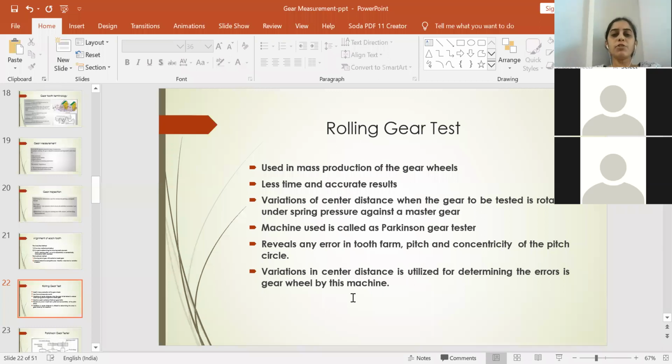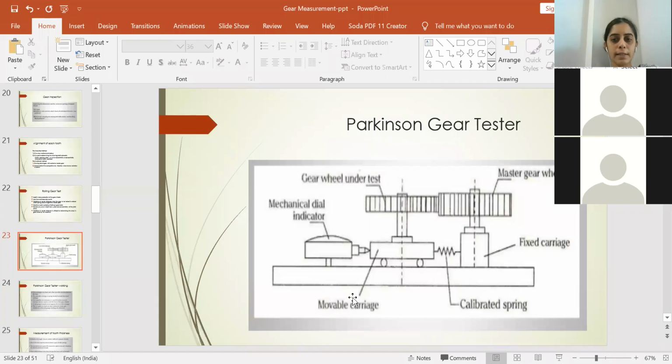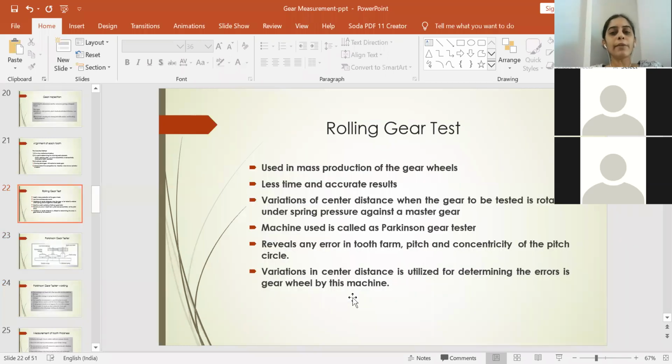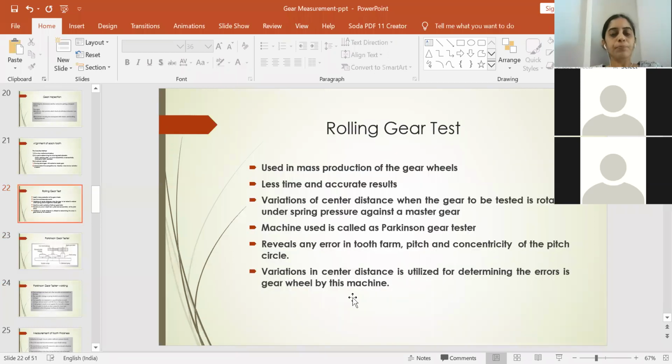After this, you should know what is meant by the rolling gear test. Even in this you can determine the tooth form, pitch, concentricity and so on. The equipment we will be using is the Parkinson gear tester. So what do you mean by Parkinson gear tester? It is a rolling gear phenomenon which we are applying, and the instrument we are using is the Parkinson gear tester. So when and how is it used?